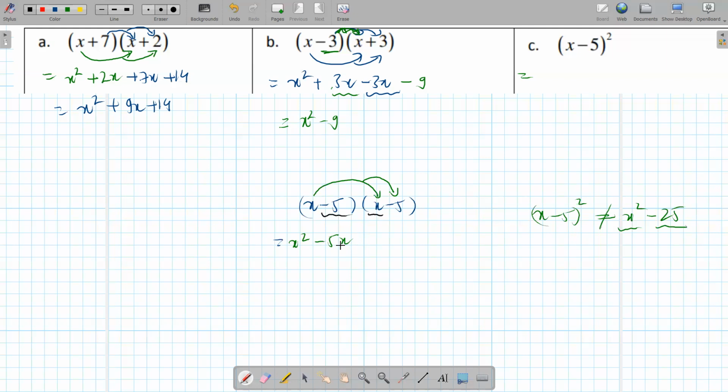Minus 5x. Right, minus 5x. And then you have minus 5 times minus 5, which is plus 25. So this gives you x squared minus 10x plus 25. You see? If you group up the like terms, it's not x squared minus 25 because there is a missing term in the middle, which is 10x.